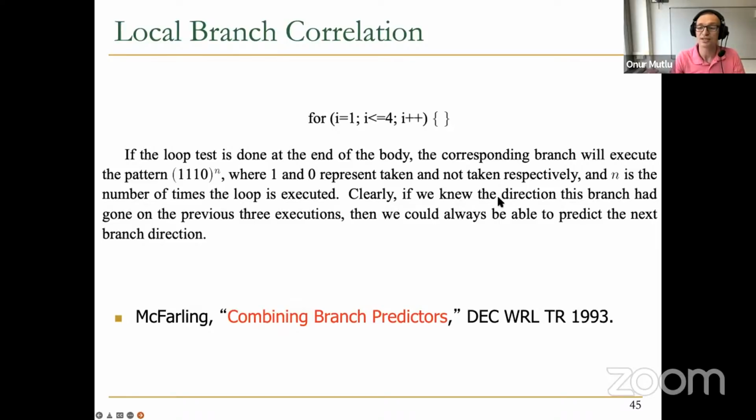Clearly, if we knew the direction this branch had gone on the previous 3 executions, then we could always be able to predict the next branch direction. That's the idea, basically. You always repeat the same pattern in this loop, 1, 1, 1, 0, 1, 1, 1, 0, 1, 1, 1, 0. And every time you execute the loop branch, you have a different pattern that's repeated, that's shifted in and shifted out based on which particular instance you're in. And if your previous 3 branches are 1, 1, 1, your branch should be predicted as 0, meaning you would exit the loop, right? That's the idea over here.